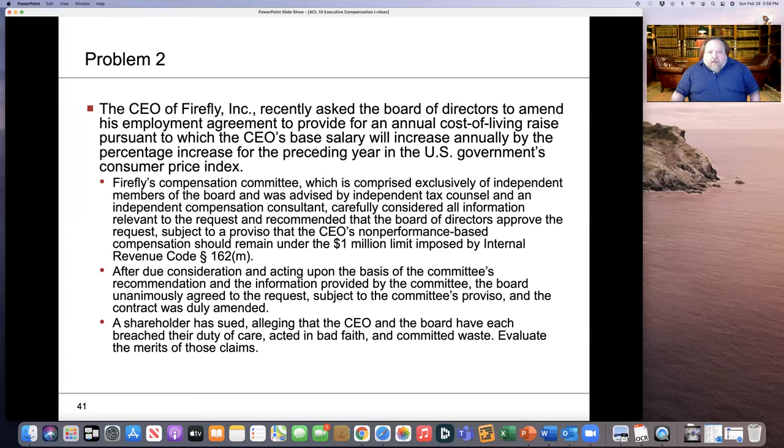There's no evidence of bad faith. There's no subjective intent to harm the corporation. And they have not consciously disregarded known fiduciary duties. And there's no real credible argument for waste here. The board, it seems to me, has acted perfectly rationally. And absent irrationality, compensation is a matter for the board's business judgment.